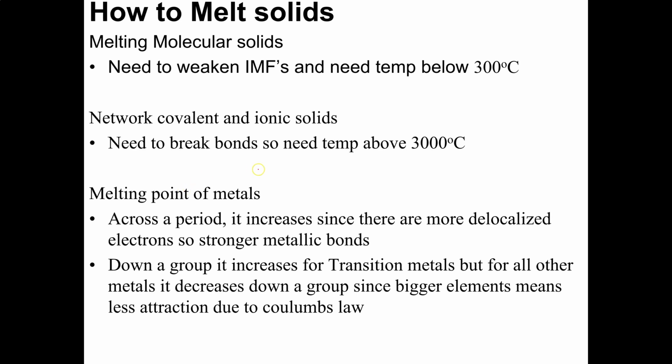Melting molecules need to weaken IMFs. Remember, it's a physical change, so you have to basically weaken IMFs anytime you're changing state. So these are below 300 degrees Celsius. If you want to think numerically now, molecular solids are less than 300 degrees. Now, ionic solids, 700 plus typically. Network covalent solids can be up to 3,000 degrees Celsius. Ionic solids start around 700-800 and they go up from there. Network covalents are over 3,000. Melting points of metals across a period increase since there are more delocalized electrons with stronger metallic bonds.